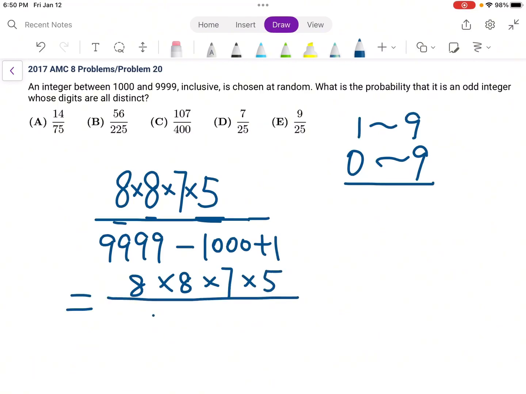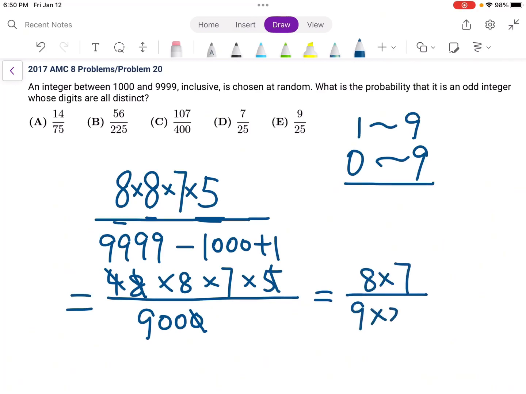Below it's 9,000 total numbers, and we can divide 10 on top and on bottom. That will give us 4 here, and then we can divide another 4. That will give us 8 multiply 7 on top, and below it's 9 multiply 25, and that's 56 divide 225.